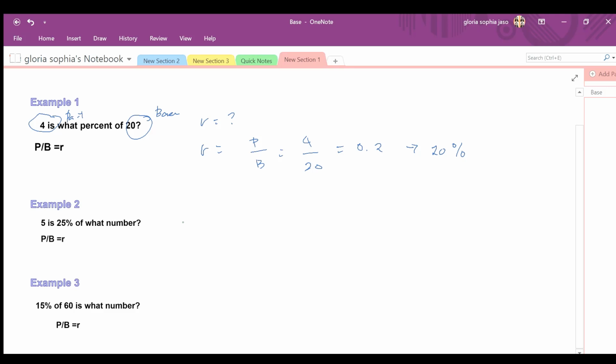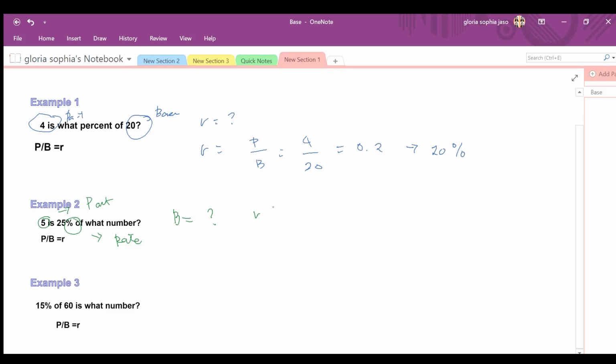5 is 25% of what number? So let's identify first the given. So 5 is the part, and 25 is the rate. So what is asked in the problem? So we are asked to find the number for the base.